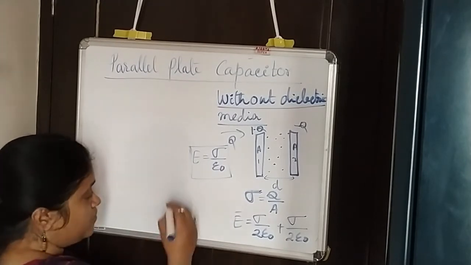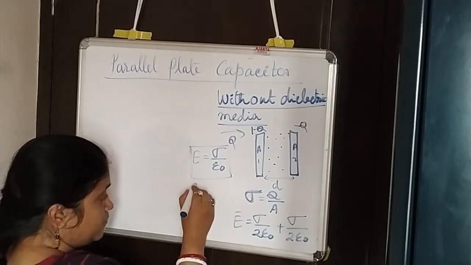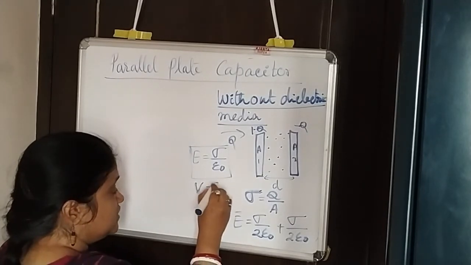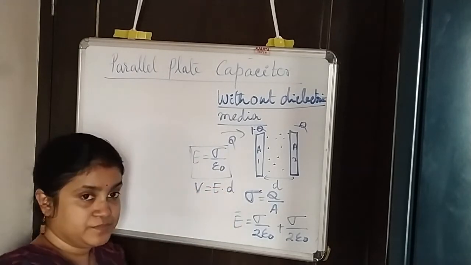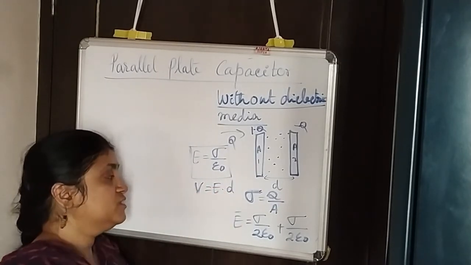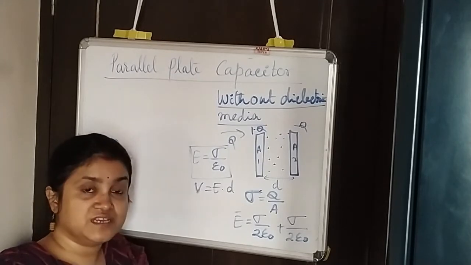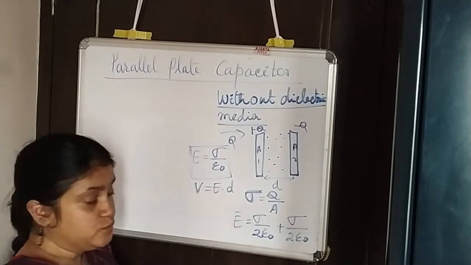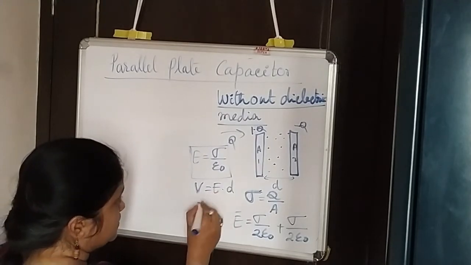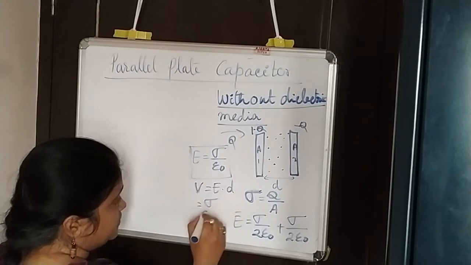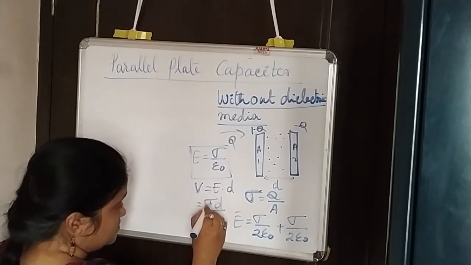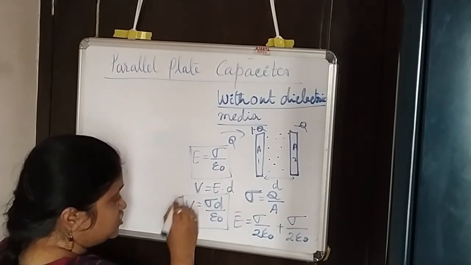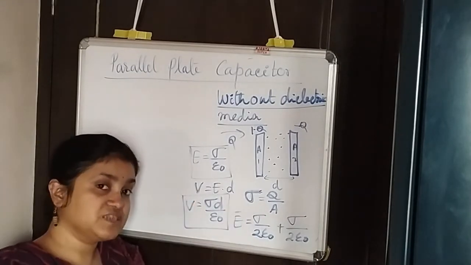We also know that the potential is E into d, since the electric field is the gradient of the potential. Substituting, we get sigma d by epsilon naught. This is the potential for this parallel plate capacitor.